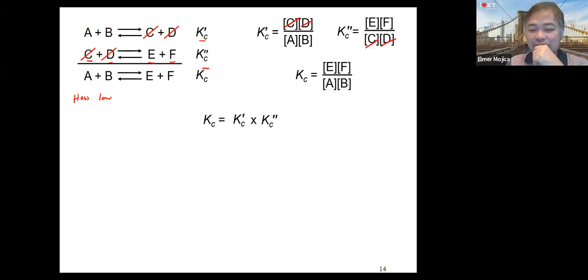Klaro ba? Baka mamaya magkalituhan, gamitin ito sa Hess law. So this is not Hess law, okay?